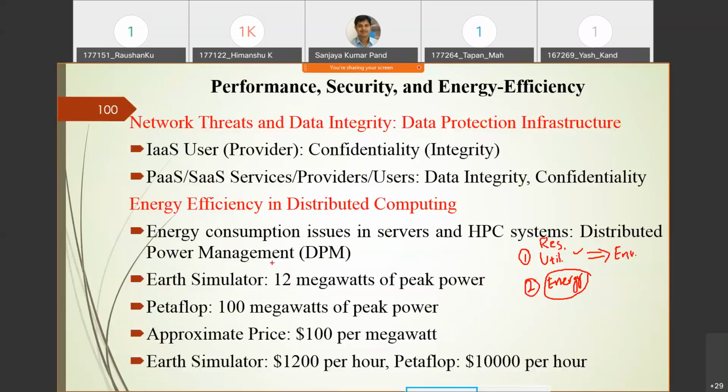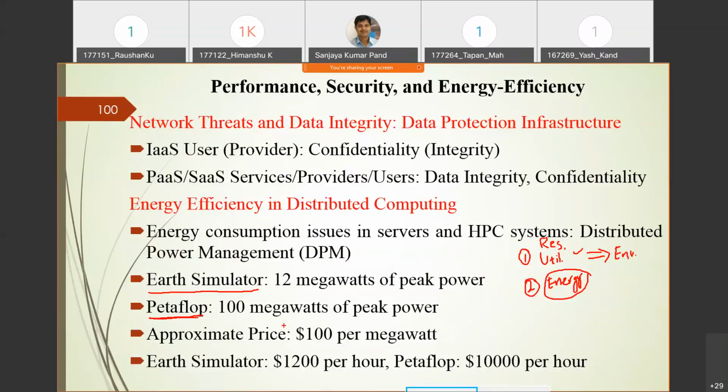So there is an Earth simulator. I told you in grid computing there are a lot of scientific engineering projects. One of the simulators is called the Earth simulator. The Earth simulator requires 12 megawatts of peak power. Assume that 12 megawatts of power is required to run that particular simulator or do some kind of simulation or experimentation in it. At the same time, the petaflop is another type of simulator where we require 100 megawatts of peak power.